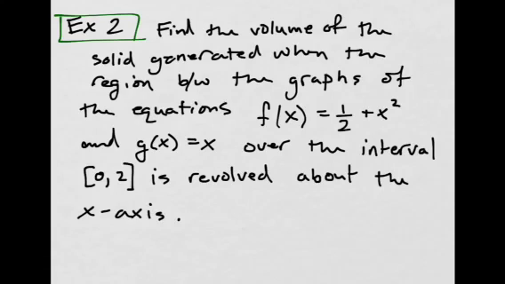Find the volume of the solid generated when the region between the graphs of the equations f of x equals 1/2 plus x squared and g of x equals x over the interval 0 to 2 is revolved about the x-axis. Wow, that's so many words.